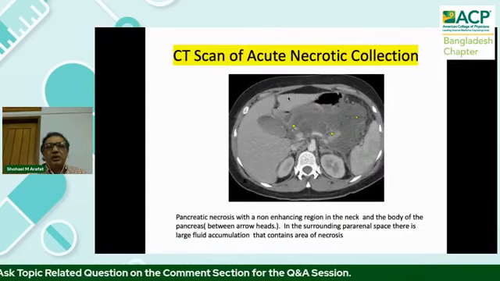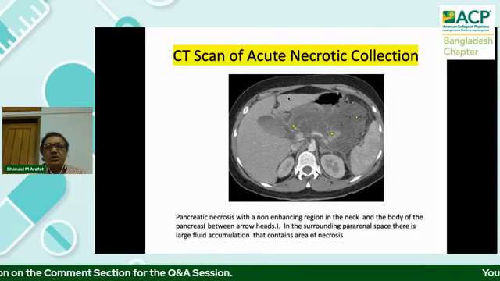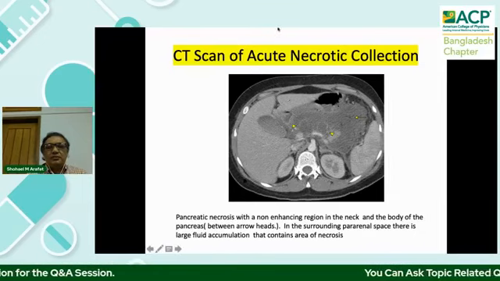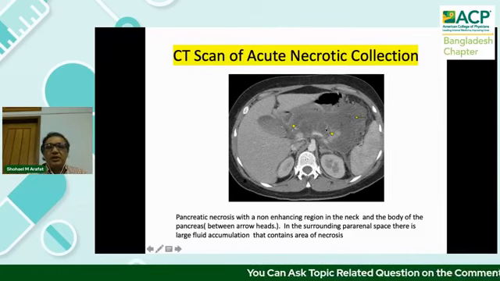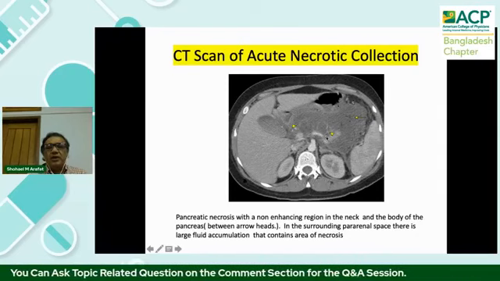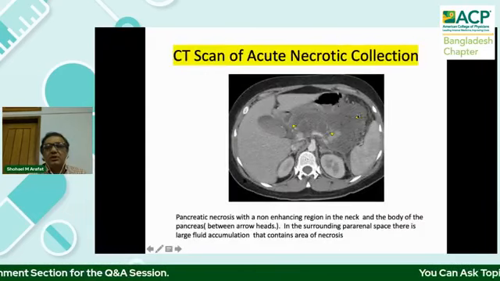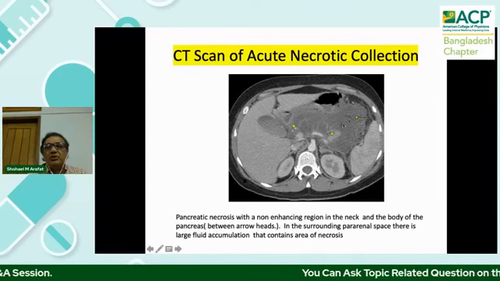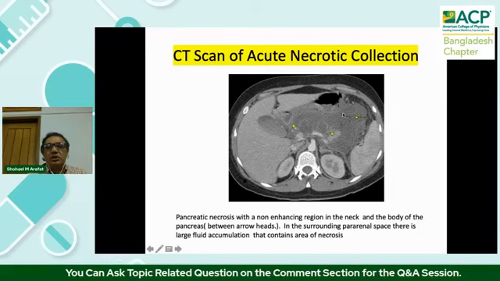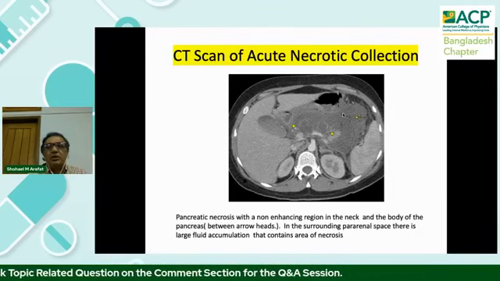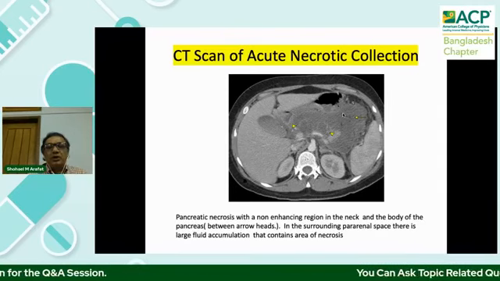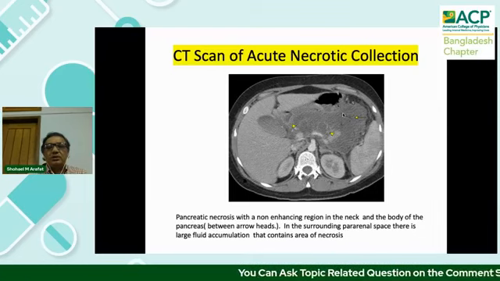If we go for necrotic collection, we can see there is a pancreatic mass, there is some non-enhanced pancreas, there is some fluid. If you compare with the previous one, the density is not the same, and there is a little bit of haziness in this area. So this is a fluid collection, but this is a necrotic fluid collection. It is not clear fluid like a pseudocyst or peripancreatic collection, which we see in acute interstitial pancreatitis. So this is the acute necrotic collection here.